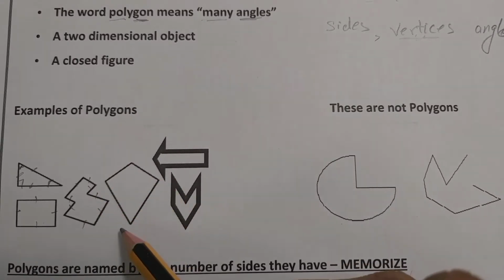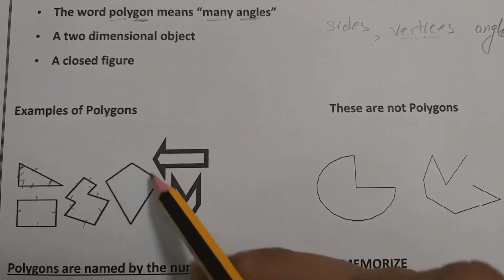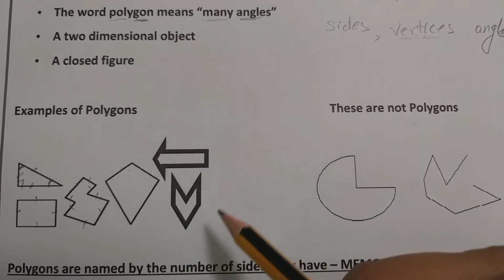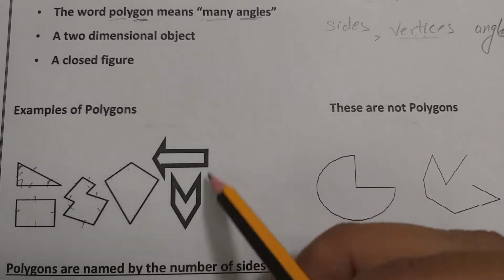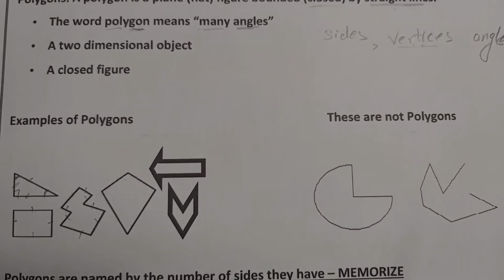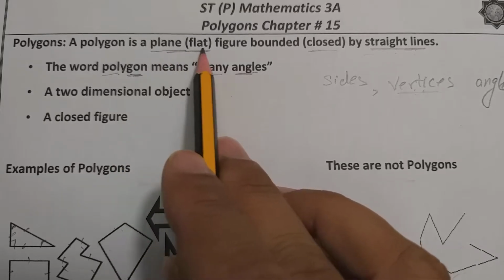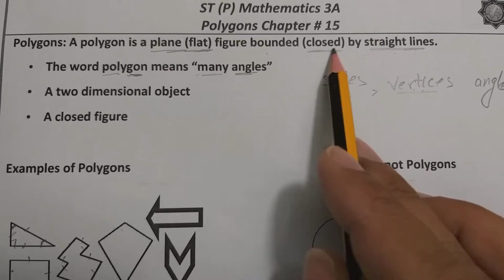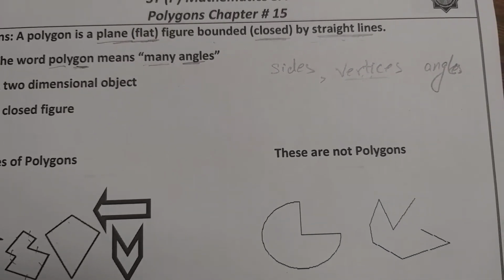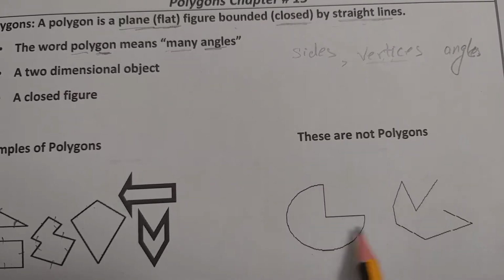If you observe this figure, which is a kite, it is also enclosed by the sides and makes some angles. Even this arrow or this one. So this is an example of a polygon. Again, this is the important point: it should be plane, meaning a flat figure bounded by straight lines.